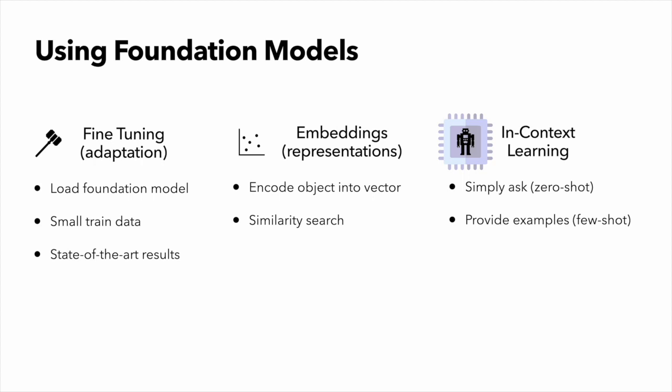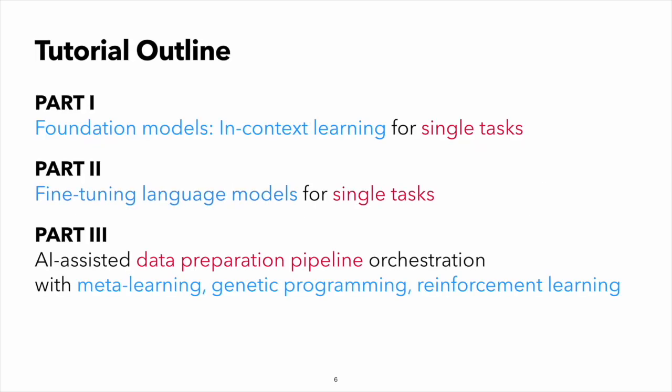The third way is called in-context learning. Basically, you can simply ask questions, called zero shot, or you can provide a few examples, called few shot. In in-context learning, the difference is that you don't change the parameters of the models.